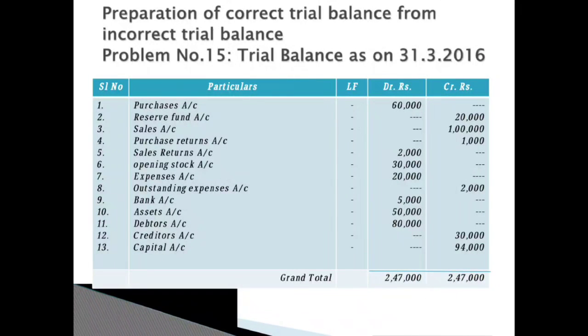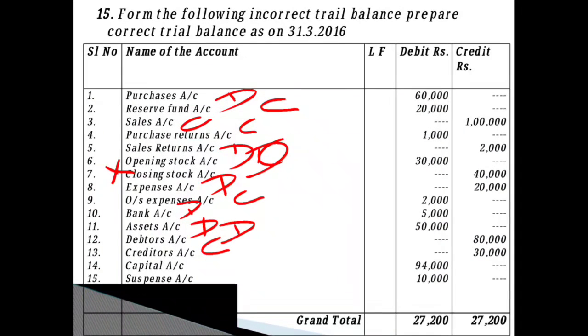12th one, creditors, you should write credit side, it is 30,000. The next you have capital account, which shows credit balance, so 94,000 they have given in debit column.